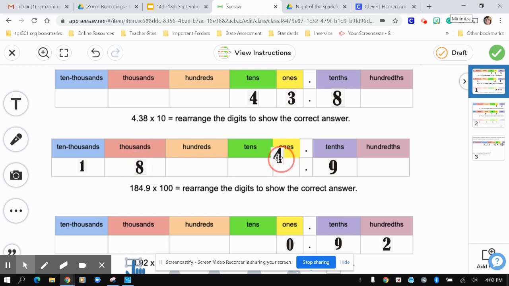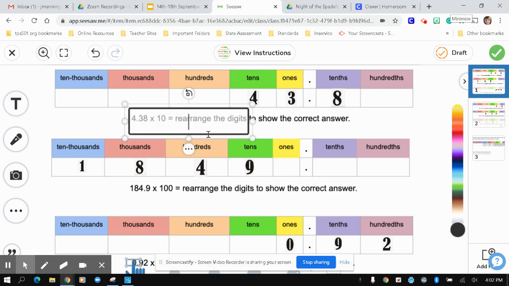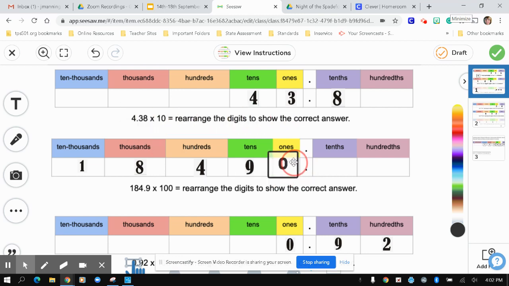So then you're going to do the same thing with your 4. It moves from the ones to the hundreds. Your 9 moves from the tenths to the tens. And then we have this empty space right here. Well, if I were to tell you to put a 1 in the 10,000s, an 8 in the thousands, a 4 in the hundreds, and a 9 in the tens, and I didn't tell you a digit in the ones, you would tell me what belongs there is a placeholder 0. So you're going to have to go in and put in a placeholder 0 to go there.